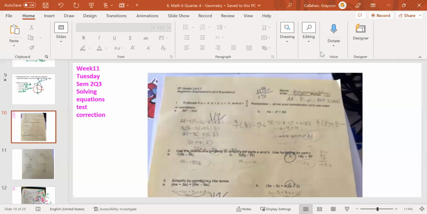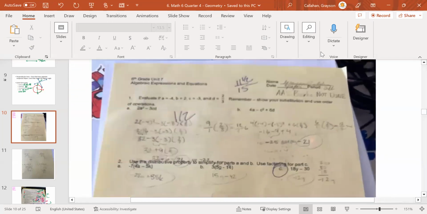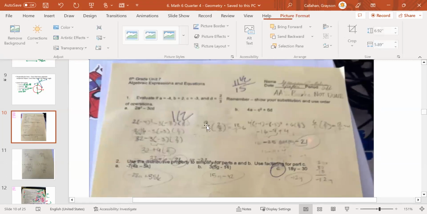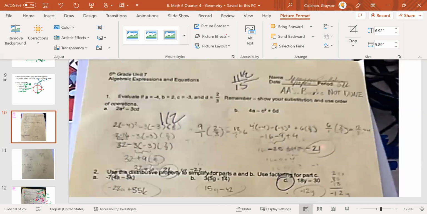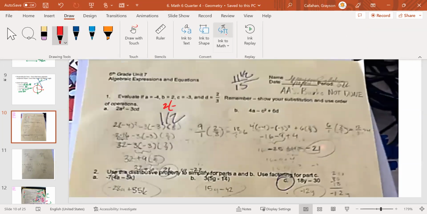All right, so this is week 11, Tuesday, for our quarter 4, but technically it's for a quarter 3 assignment, solving equation test corrections. So let's take a look at this. You got most of everything right, except a few that you got half a point on. So I'm assuming that this one's half, so it's 2a squared. So 2 times a, which is -4, squared minus 3c, and then d, which is 2/3.